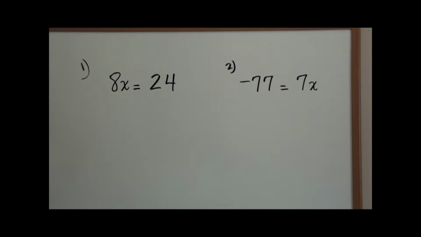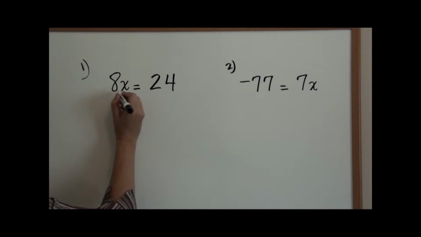Okay, when we solve these two equations, we only need to use one property, and that's the division property of equality. We have 8x equals 24. Remember, the equal sign divides our equation into two sides. And whatever we do to one side, we have to do the same exact operation to the other side. We have 8 times x. We don't want 8 times x. When we solve an equation, we're trying to end up with 1x equals a number. So we want to get 1x out of this, so we divide by 8.